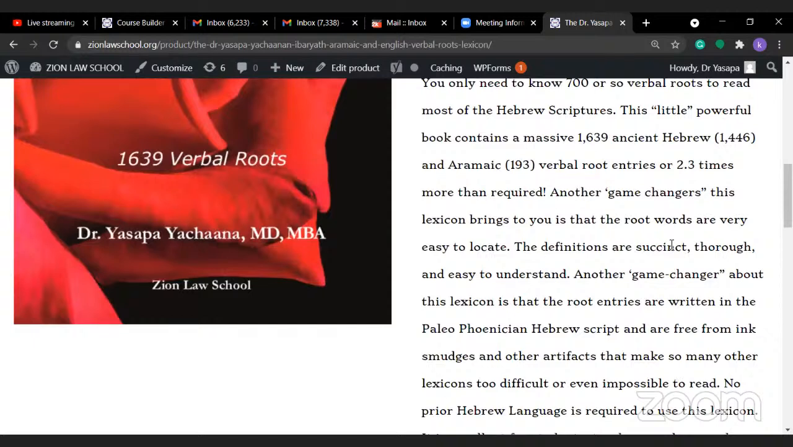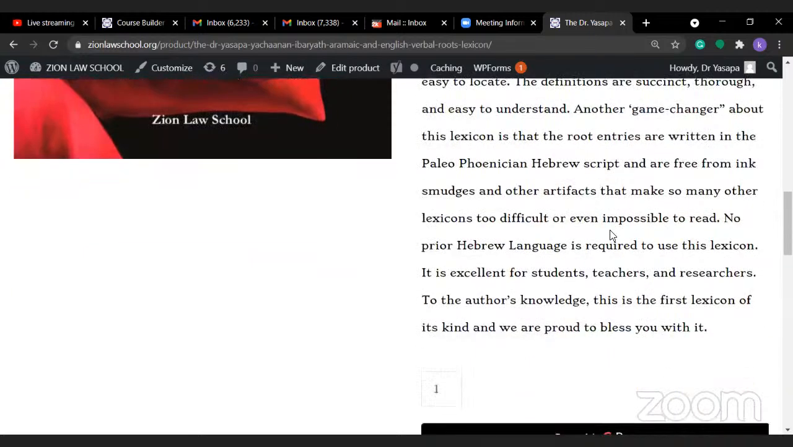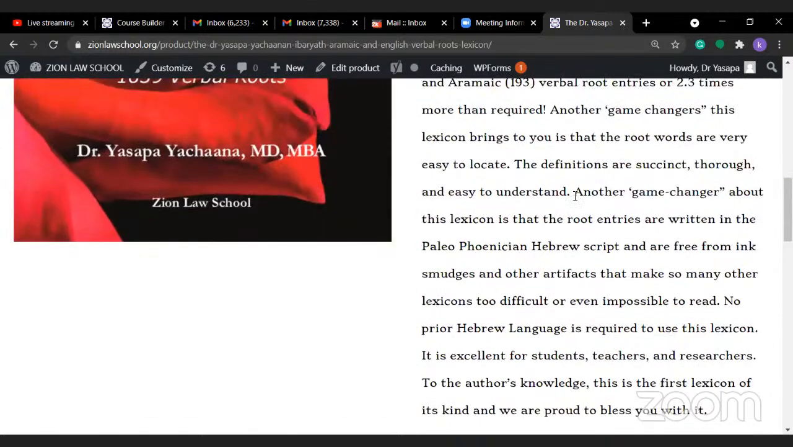The definitions are succinct, thorough, and easy to understand, as I just showed you, right? I don't put a whole bunch of extra stuff to try to make myself sound smart. I give you exactly what it means and nothing more and nothing less. Okay, another game changer about this lexicon is that the root entries are written in Paleo Phoenician Hebrew script, as you just saw, and are free from ink smudges and other artifacts. So you can read the words clearly, unlike in many other lexicons. We can't even really read them because they're so smudgy.